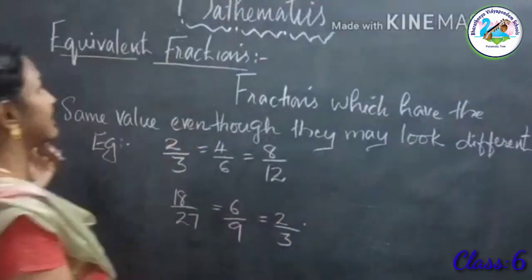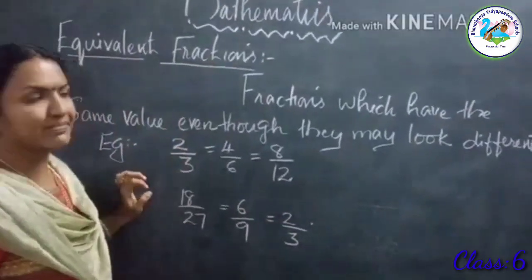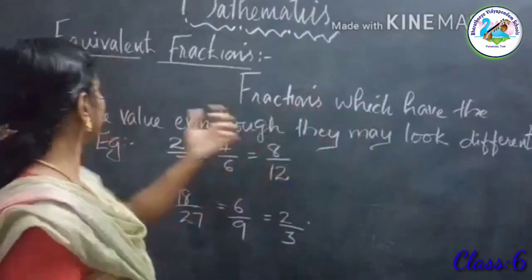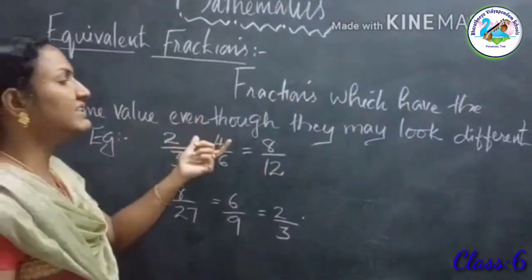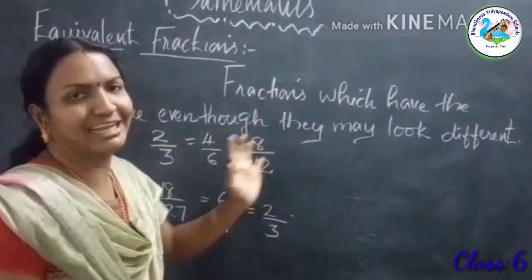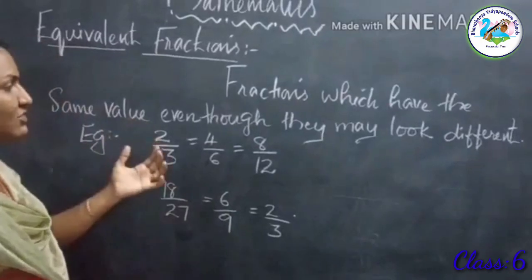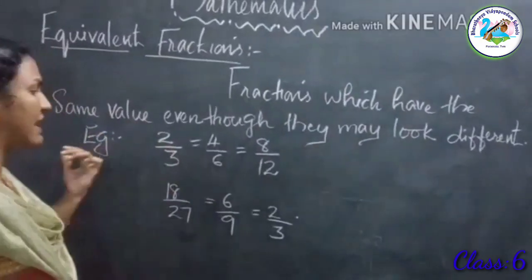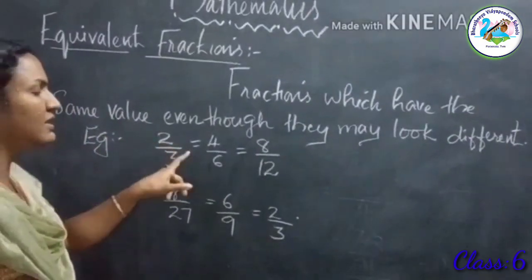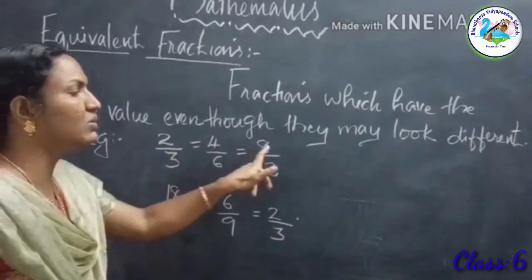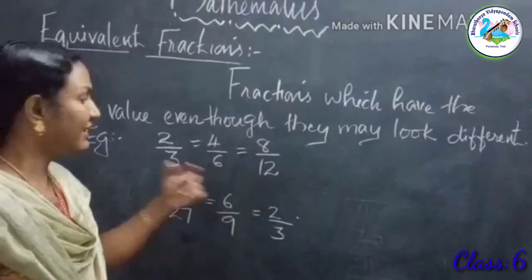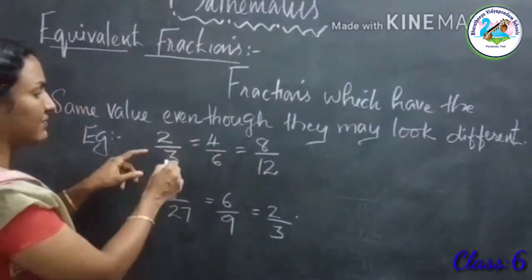Next we shall discuss equivalent fractions. Fractions which have the same value even though they may look different. For example, 2 by 3 is equal to 4 by 6 is equal to 8 by 12. They have the same value as 2 by 3.